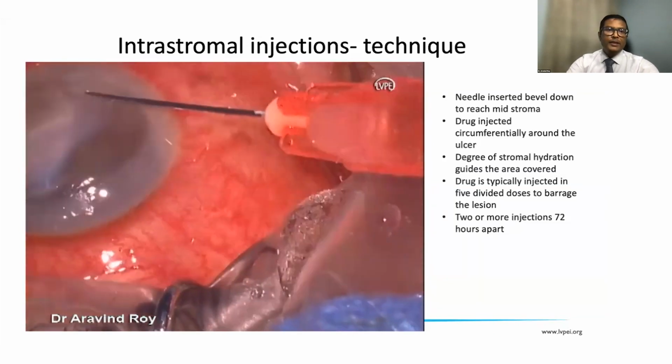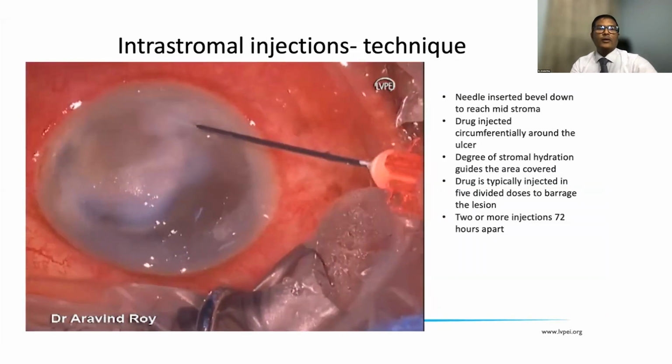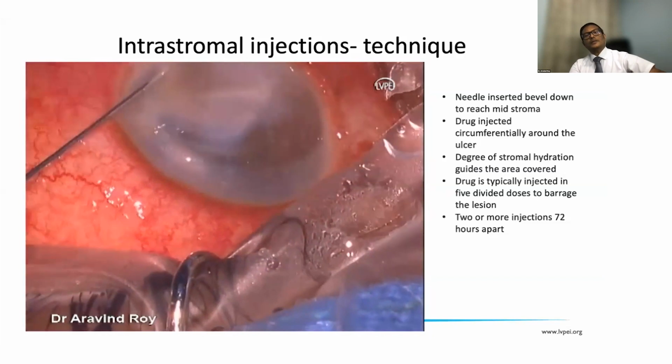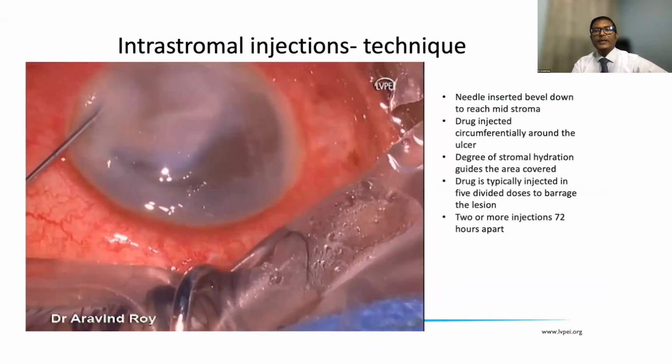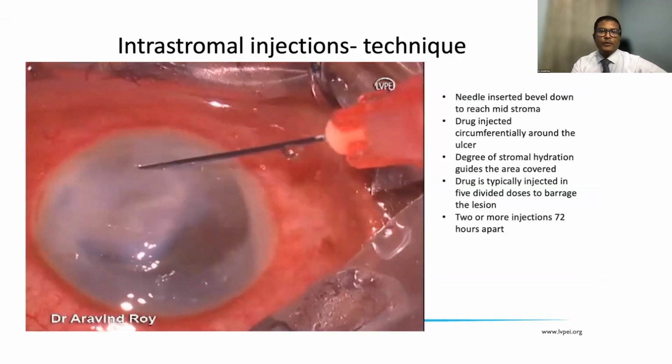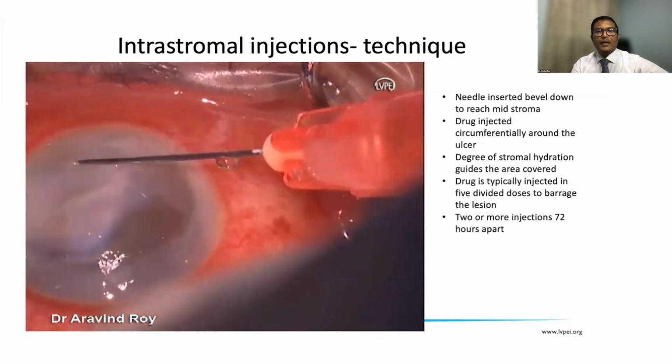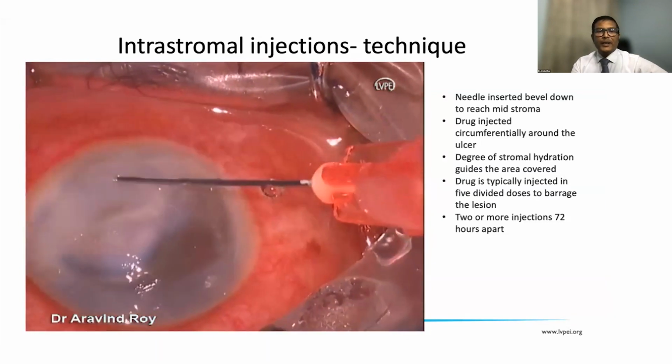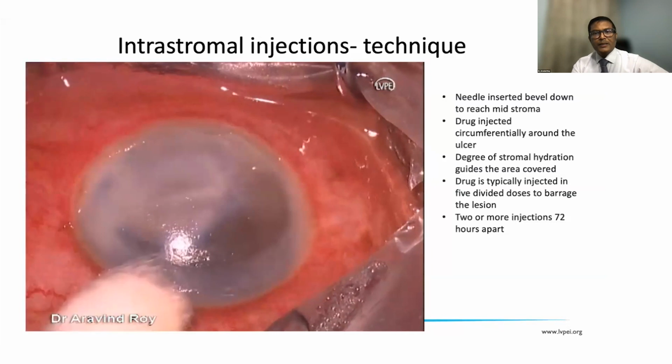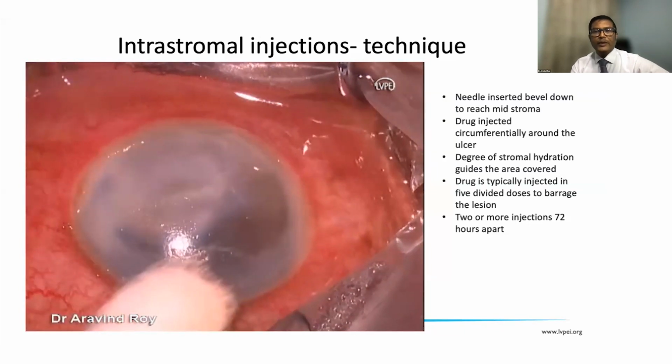I will be using this drug 360 degrees all across the area of cellularity and infiltrate, and this helps to create a barrage of the drug around the lesion. Typically, 2 injections are given 72 hours apart, and we try not to give more than that. The dose is 50 micrograms per ml, and this has to be fractionated and created.